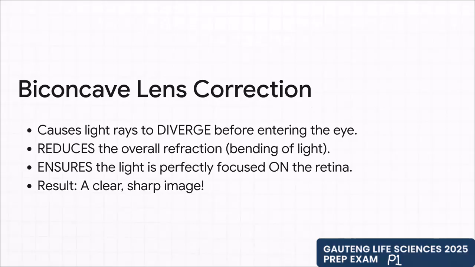And the magic tool for this job? It's called a biconcave lens. Here's what it does. Its special shape makes the light rays spread out, or diverge, just before they hit your eye. This basically cancels out the eye's own tendency to bend the light too much. It reduces the overall bending, or refraction, and that ensures the light is focused perfectly right on the retina where it belongs. And the result? You guessed it, a perfectly clear, sharp image.